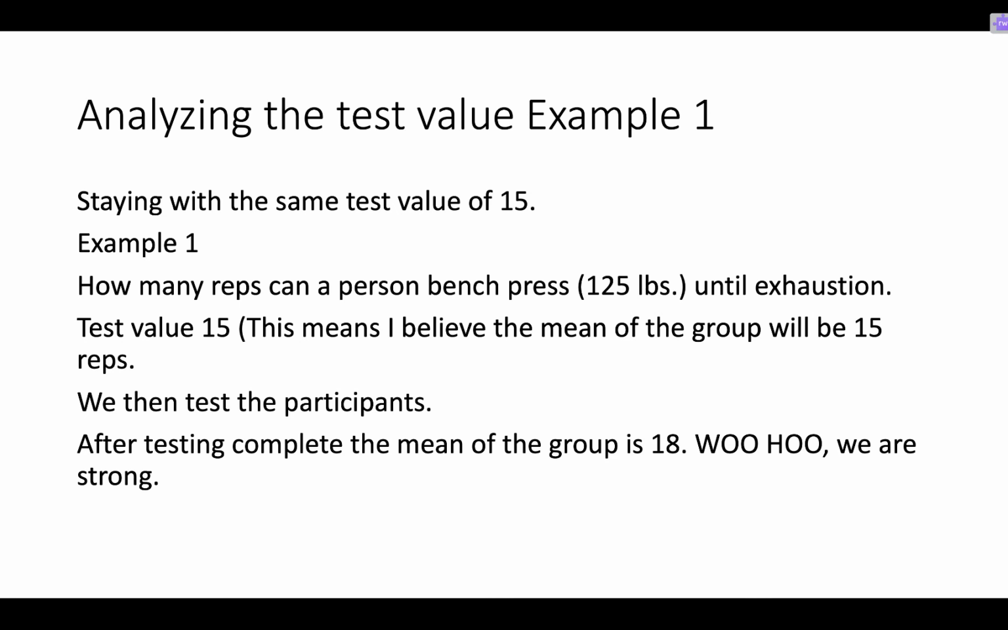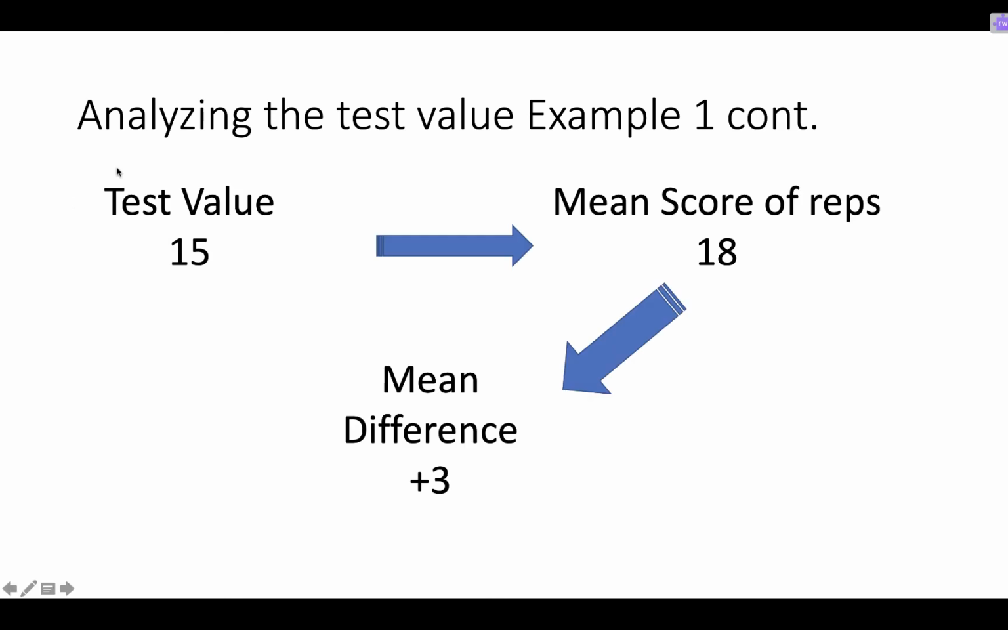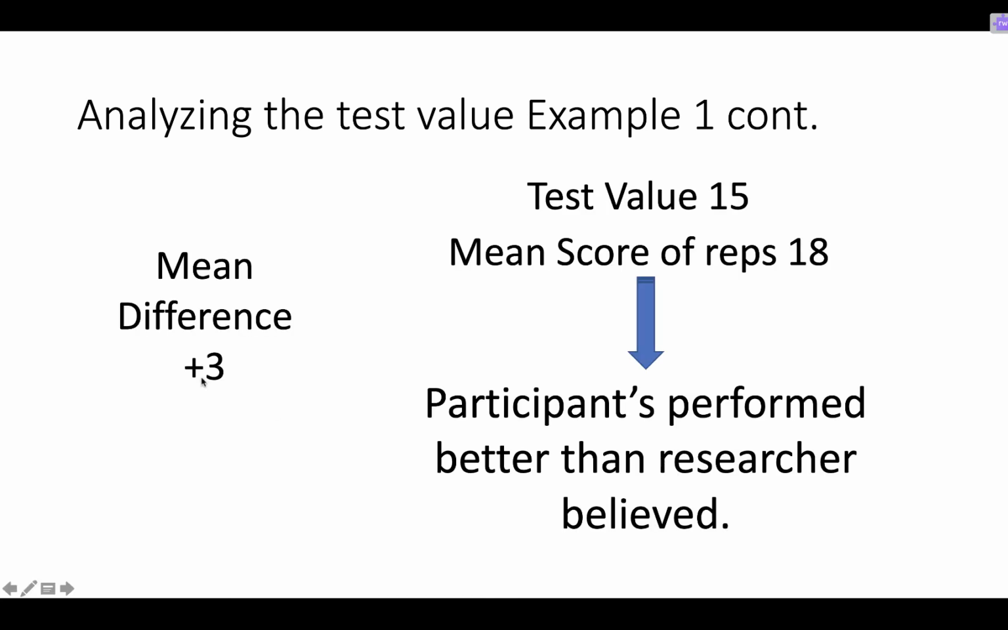We then test the participants. After testing is complete, the mean of the group is 18. Woohoo! We are strong and we are above the test value of 15. So looking at it visually, we pick our test value, run our test, and got a mean score of 18, so there's a mean difference of plus 3. Our test value was 15 and our mean score in reps was 18.